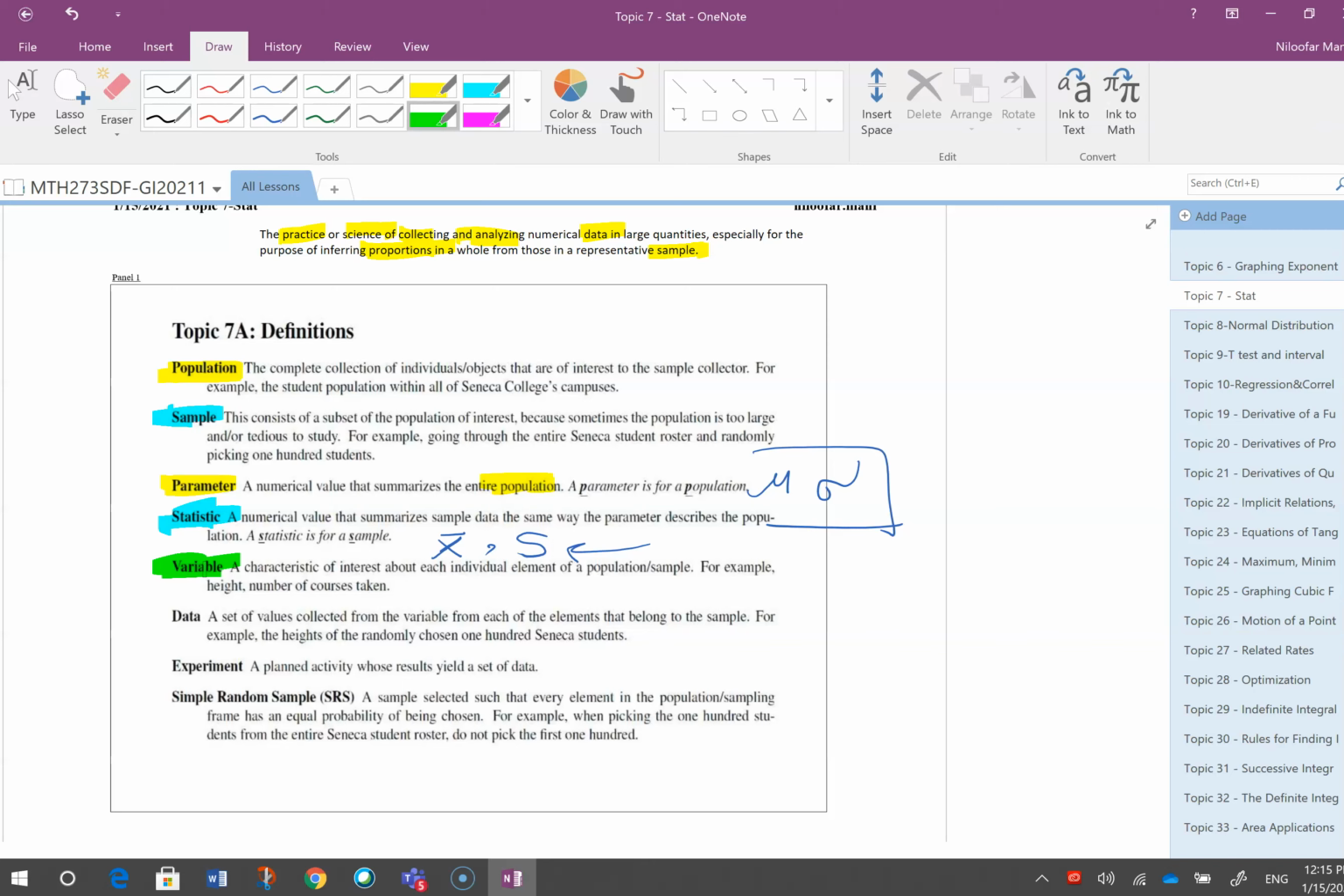Next, a simple random sample. When we choose a random sample from the whole population, for example, when we want to pick 100 students, we just pick them randomly. For example, we don't say, okay, I choose number 1 to 100. No, I choose randomly, because I want my sample to be representative of the whole population.